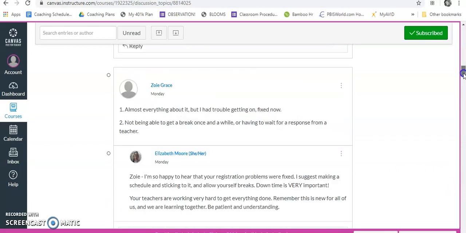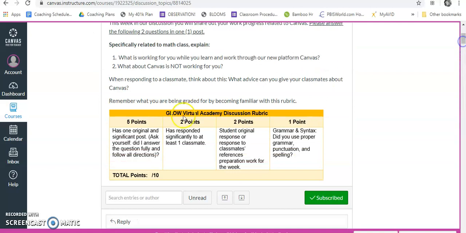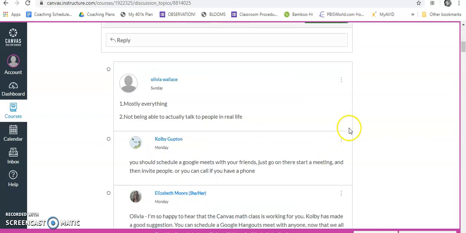Okay, so now before I'm done with this, I'm going to move on to my assignment. I'm going to look right here and make sure that I've hit all those things in that rubric. I have an original post, and I answered the questions fully. I've responded to at least one classmate. Now remember, you can respond to more people if you want to. But to get my 2 points, I want to respond to at least one person. And then it's significant. I really thought about my response before I responded to Lucy. Am I going to get these other 2 points? I referenced the prep work from the week. And 1 point, I double checked to make sure that I had good grammar and punctuation and spelling. So I am good to go.